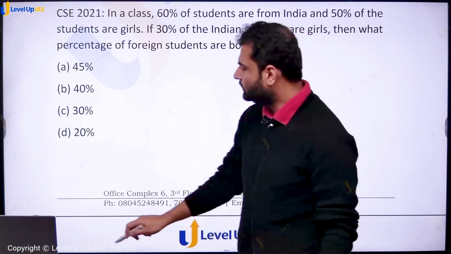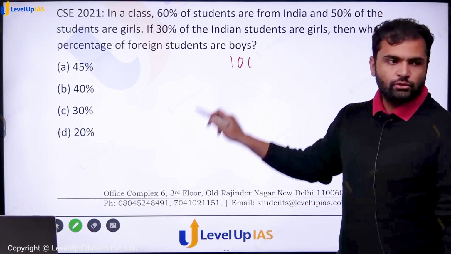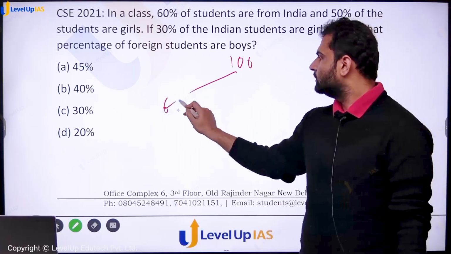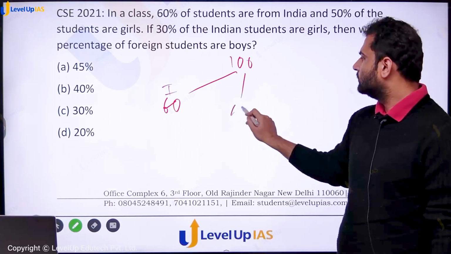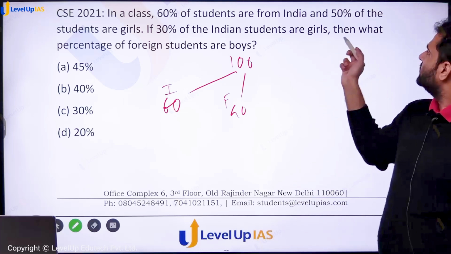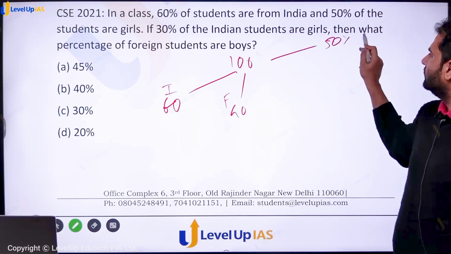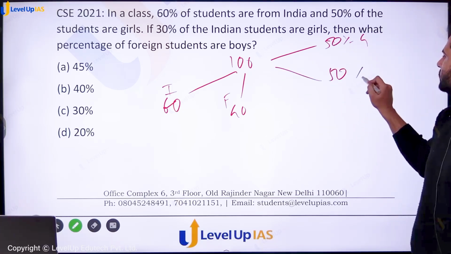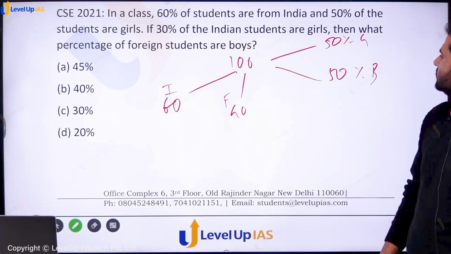Let us assume, हाँ हाँ, that is correct. Let us assume there are 100 students total, 60% are from India, so remaining would be from foreign, है ना? Plus what we are saying is 50% of the students are girls, 50% girls, 50% would be boys.